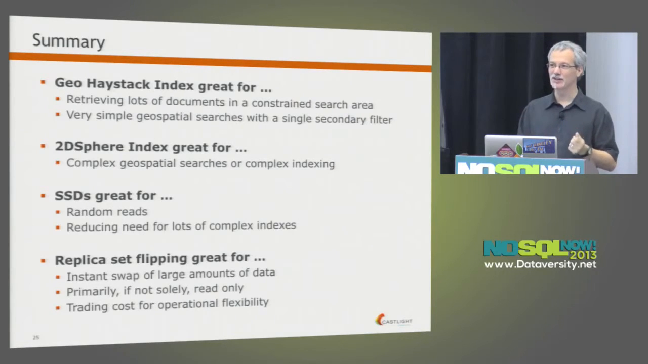SSDs, if you've got a lot of random reads, are just a massive, massive win. The value is enormous there, and you can get a huge performance boost at a fairly low cost. And it definitely reduces your need for complex indexes. And then replica set flipping is going to work great if you need to do fairly instantaneous swaps of large amounts of data, and your data is primarily read-only, maybe if you have a cache that you don't mind losing. It's a fantastic trade-off of cost for operational flexibility.